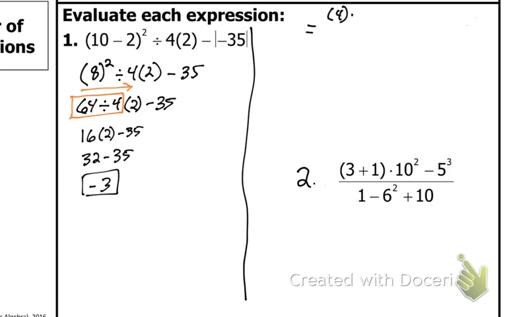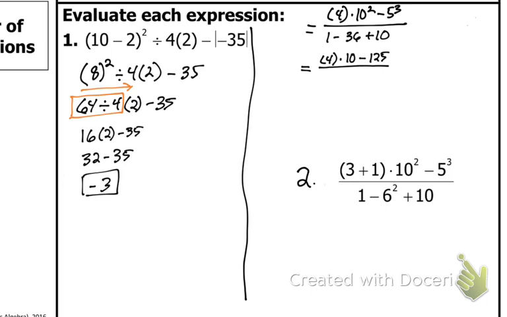So I have 4 times 10 squared minus 5 cubed all over 1 minus. What do I do on the bottom first? I do the exponent, so we'll do the 6 squared. So we'll have 1 minus 36 plus 10. All right, the top I have to do my exponents first before I do any multiplication. Remember, exponent's my next step on the top. So I have my 10 squared. We keep the 4, and we change that 10 squared to 100. Minus 5 cubed is 5 times 5, which is 25, times 5, which is 125.